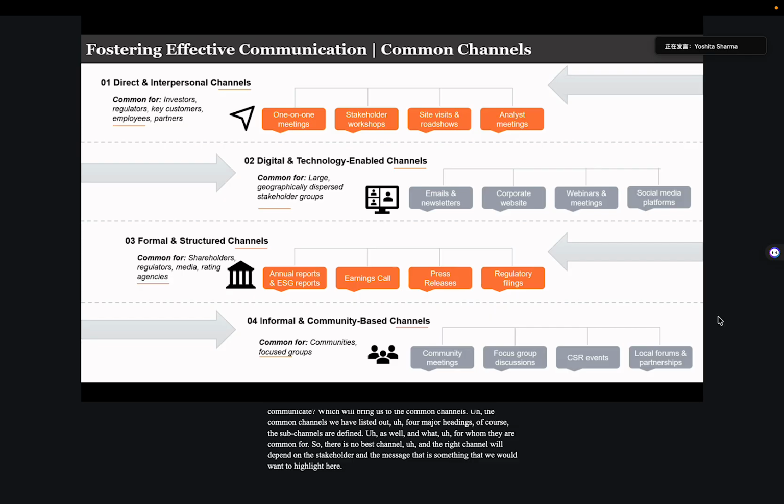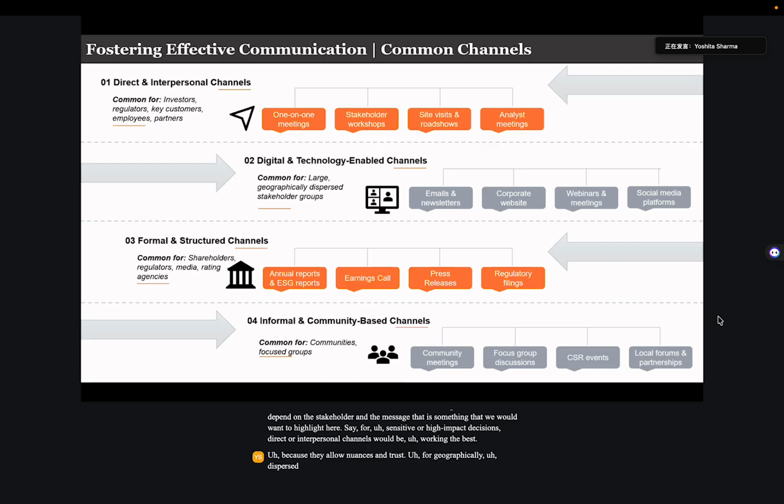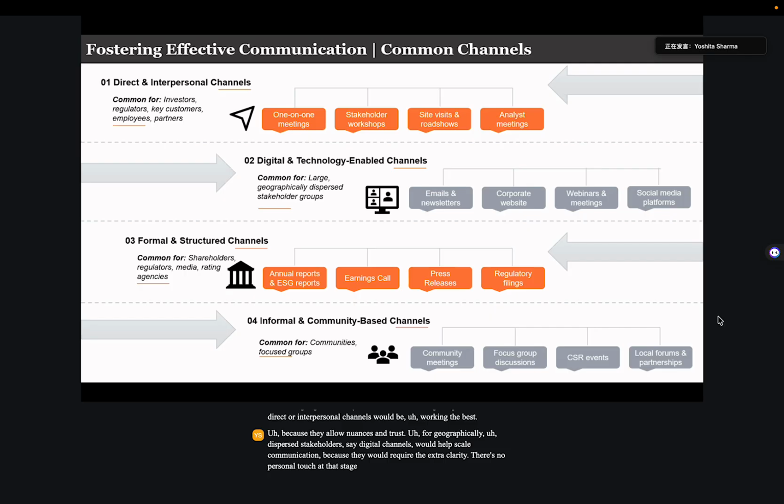Say for sensitive or high impact decisions, direct or interpersonal channels would work the best because they allow nuance and trust. For geographically dispersed stakeholders, digital channels would help scale communication, but they would require extra clarity. There's no personal touch at that stage, so the only personal touch that you could have is through digital channels. You would have to understand how to scale that communication effectively.